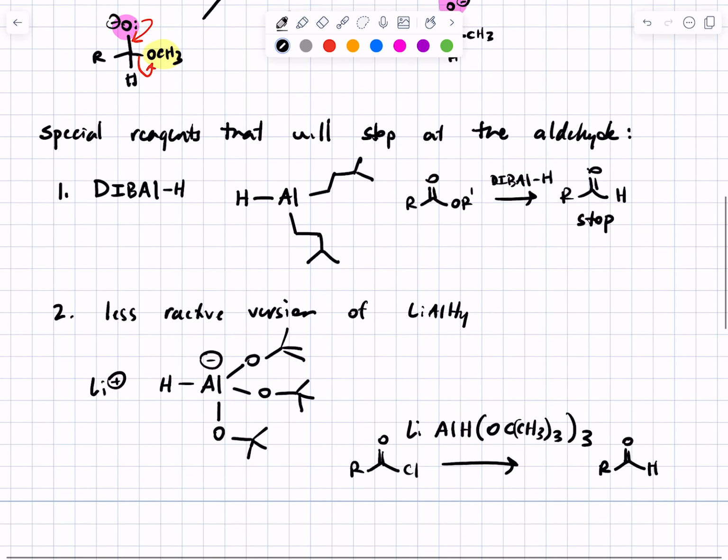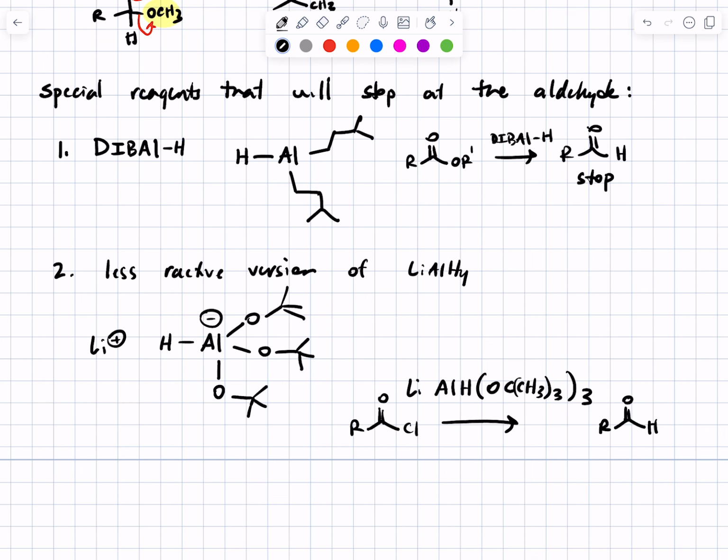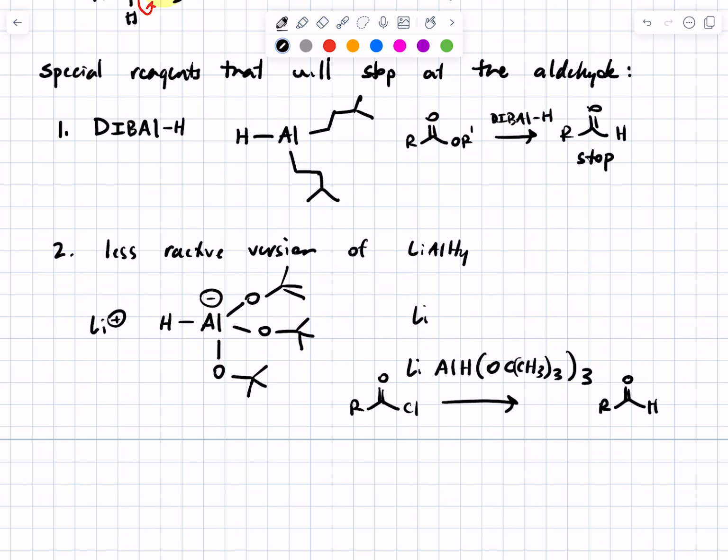The second reagent is unpronounceable and difficult to write. There are alternative ways to write it. This is the structure. Lithium is the counter ion. It also involves aluminum and a hydride, but the three other things attached to the aluminum are these tert butoxy groups. So there are a couple of ways you could write this down on paper.